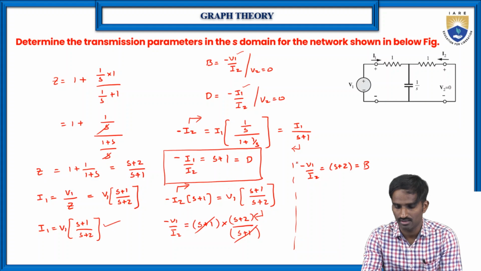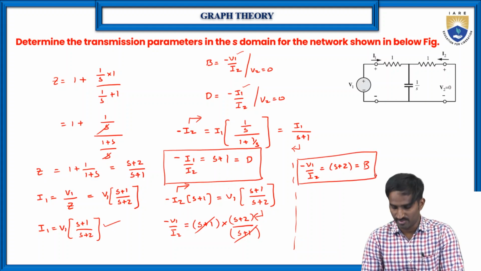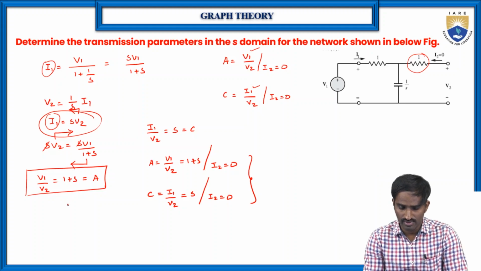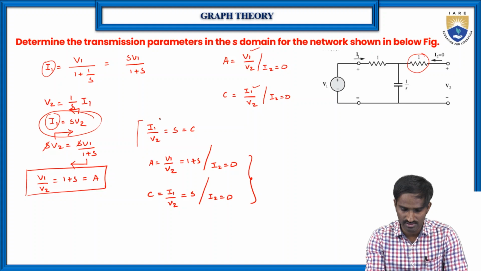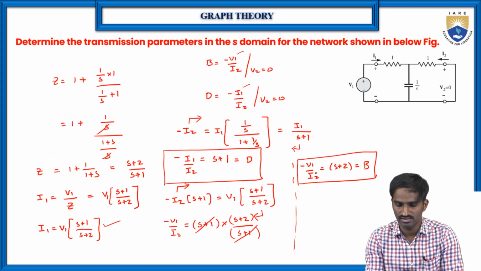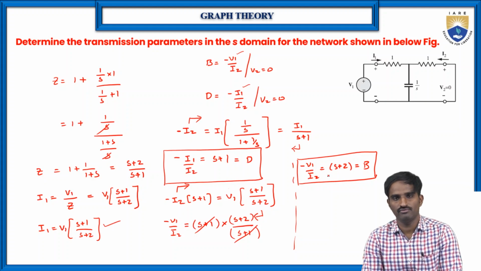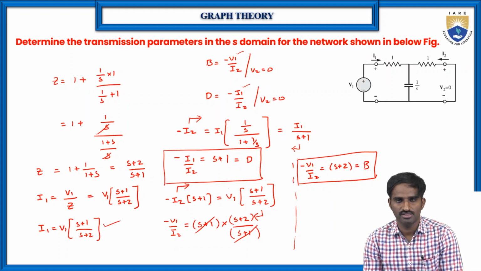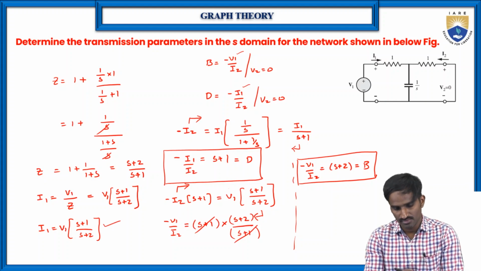Yeah. So this is how we can find the ABCD parameters. From the previous case, we have calculated this is A and this is C, okay. And from the second case, now we have calculated this is D and this is B. So this is how we can find the ABCD parameters or the transmission parameters for any given circuit, right?